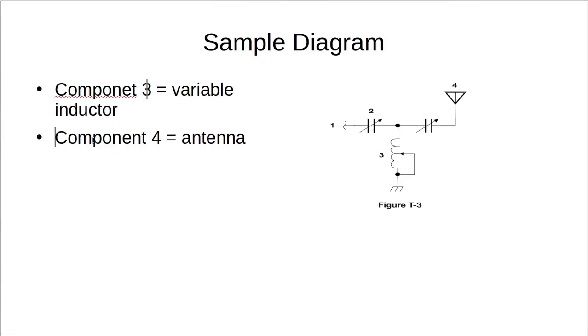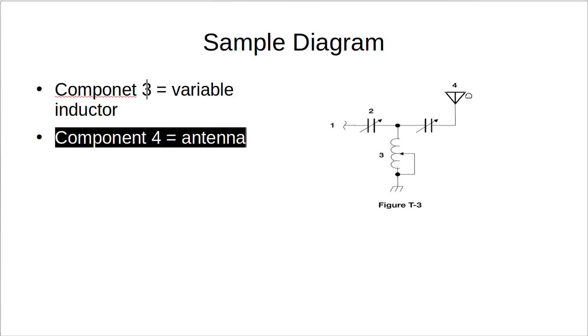So now let's look over at component 4. Component 4 is the antenna, and this should be pretty obvious. Well, maybe not obvious at first, but if you look closely at it, it sort of looks like an antenna. I mean, it's pointing up and it's pointing sort of out in 3 directions. It looks kind of like an antenna.